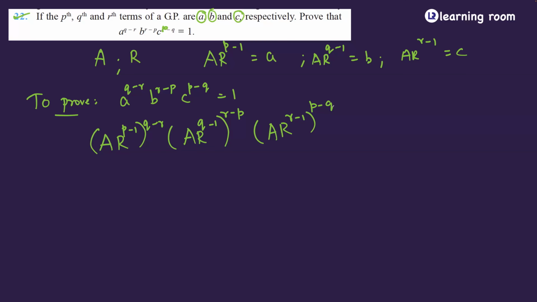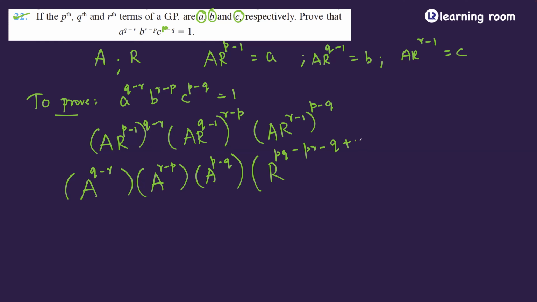Right? So if you observe, I'll take out A with their respective powers. So here, A to the power of Q minus R into A to the power of R minus P into A to the power of P minus Q into R to the power of P minus 1 into Q minus R. So just multiply them. What are you going to get? You will get PQ minus PR minus Q plus R.